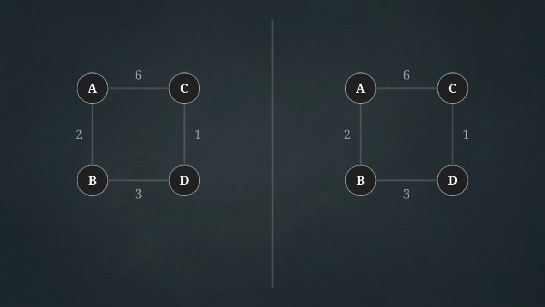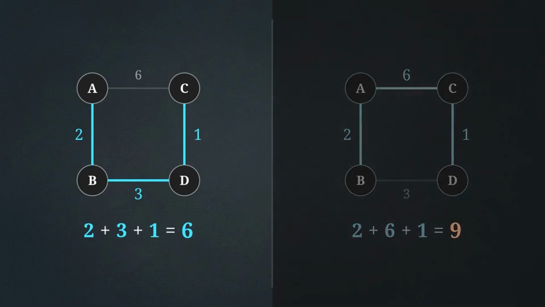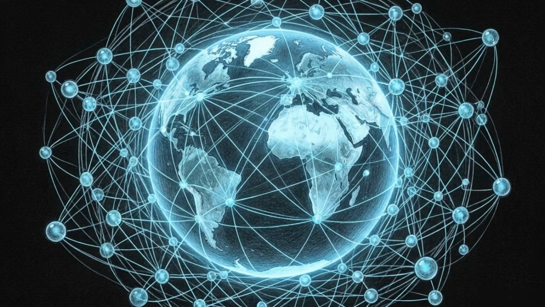Comparing two trees. On the left, edges weighted 2, 3, and 1 cost 6. On the right, an alternate path costs 9. The left configuration is our minimum spanning tree, the unique tree with the absolute minimum total edge weight. Identifying the cheapest path in a 4-node graph is simple, but how do algorithms compute this on global networks, where checking every combination is impossible?